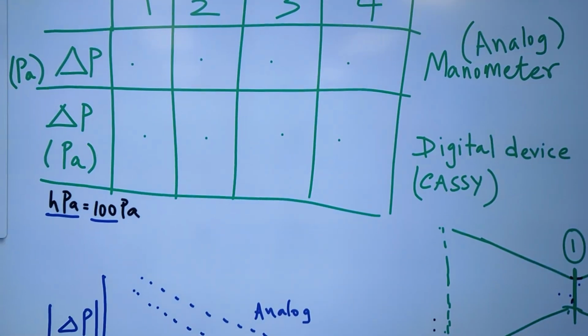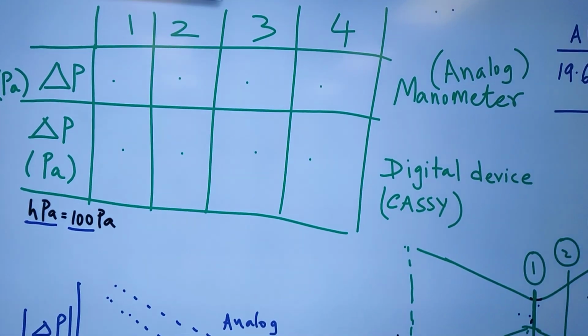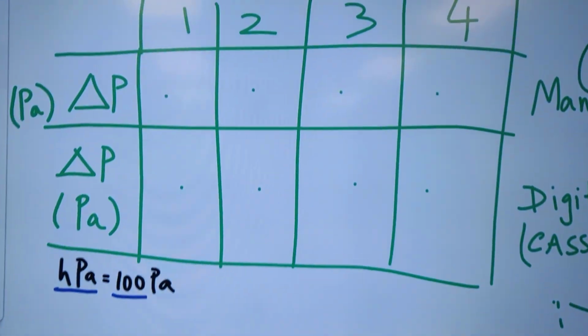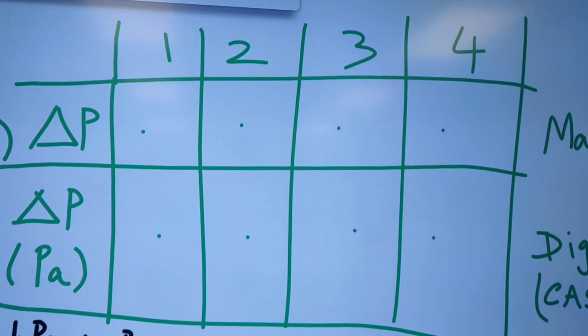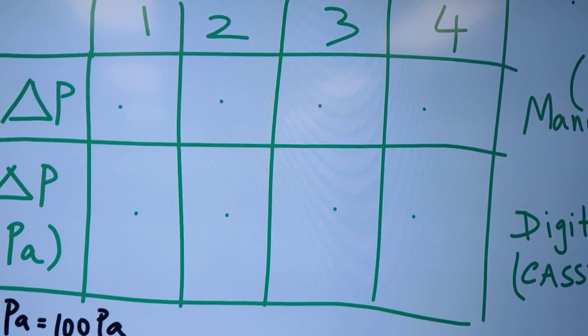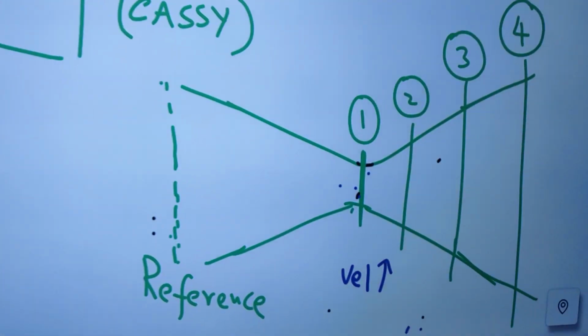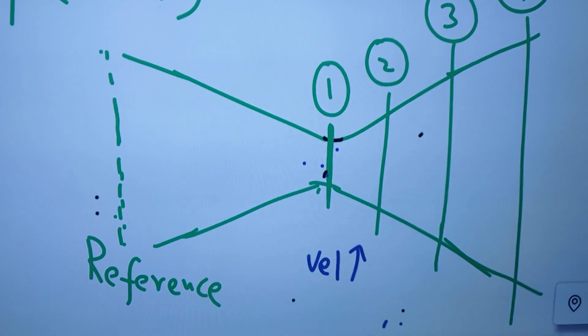This is part 3 video on venturi tube experiment. So this is the data that we had to collect, delta P at different locations 1, 2, 3 and 4 as per the manual. So here is the diagram of the venturi tube.